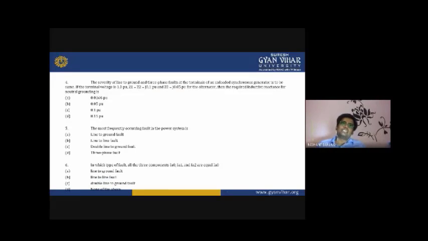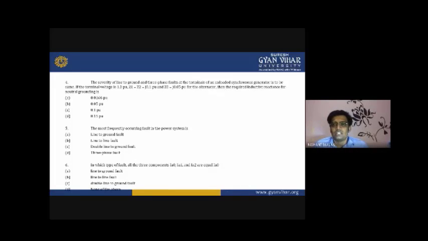The fourth question: the severity of a line to ground fault and the three-phase fault at the terminal of an unloaded synchronous generator is to be the same. The terminal voltage is given, that is 1 per unit, and the positive and negative sequence impedances are also given, which are equal to j0.1 per unit, and the zero sequence impedance is also given, that is j0.05 for an alternator. Then the required inductive reactance for neutral grounding is what?